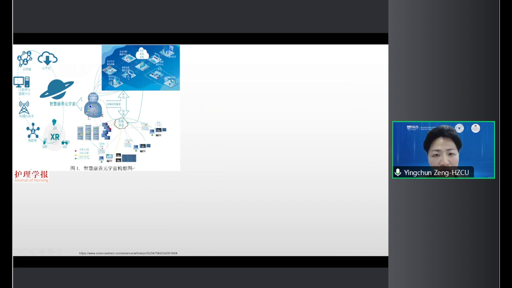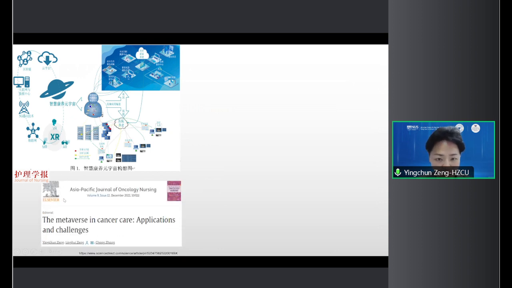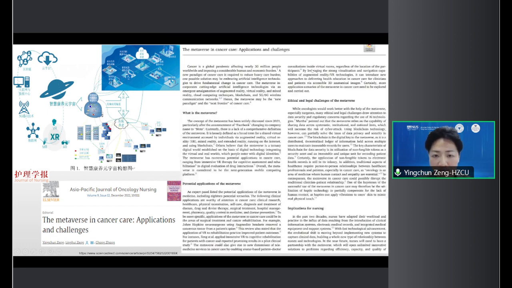For elderly care, when using AR or digital technology, they can accept all types of care, like at home, a daycare center, a community medical center, even in hospital as well. So this is one way to apply the metaverse in elderly care. Another example is applying the metaverse in cancer care. I wrote this editorial to describe the potential application scenarios for the metaverse in cancer care. When we apply this advanced technology, we also face some ethical and legal challenges, and I also made a summary of how to apply this technology in nursing. If you are interested in applying the metaverse in cancer care or elderly care, you can read my articles.